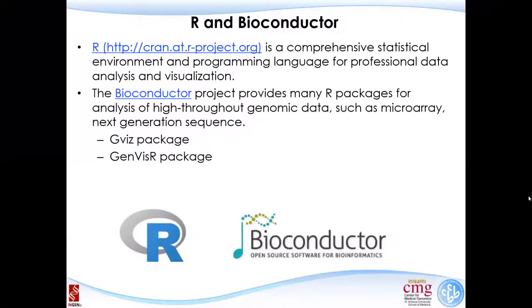And R is a very comprehensive statistical environment and programming language for professional data analysis and also for visualization. It's very flexible for drawing pictures with R, and most of the time it is used for statistical analysis, but at the same time you can use it for visualization too. Bioconductor is one of the projects. It provides a lot of packages for analysis of high throughput genomic data, starting from microarray data processing and correlation. And right now, for next generation sequencing like ChIP-seq and deep sequencing, lots of software is available. For NGS data visualization, there are also several packages available for this purpose.